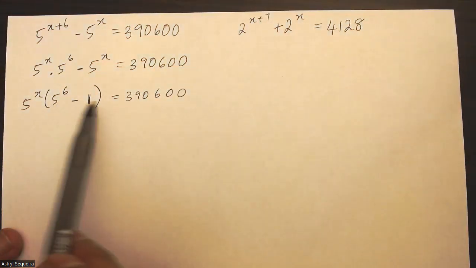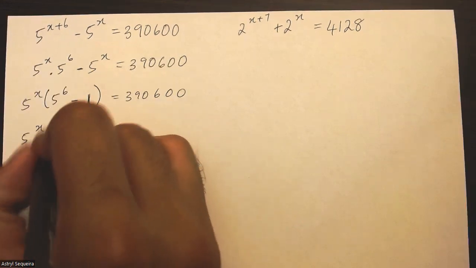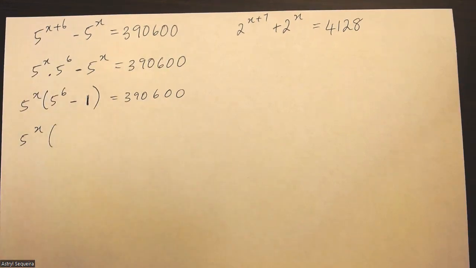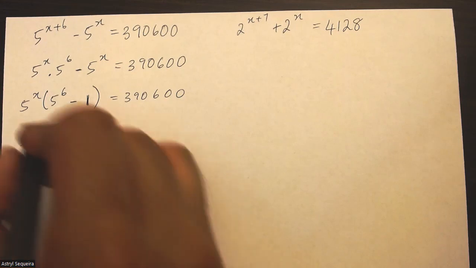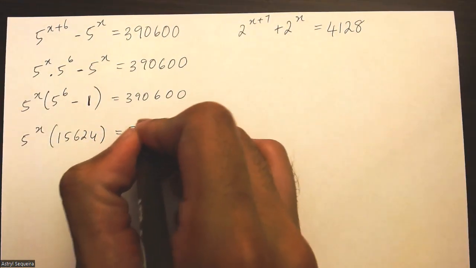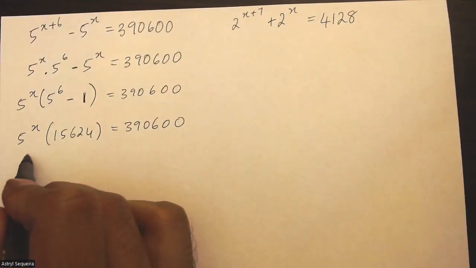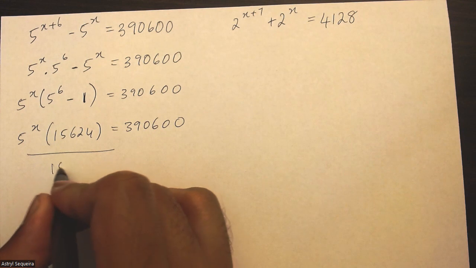Next, you want to do this calculation in the bracket. You want to use your calculator, obviously, because it's a pretty tough calculation. So 5 to the power of 6 minus 1 is 15624. And then you want to divide this number on both sides.